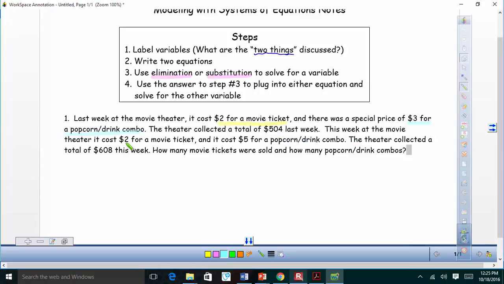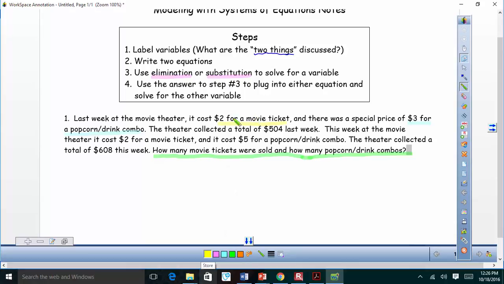This week at the movie theater, it cost $2 for a movie ticket, and it cost $5 for a popcorn/drink combo. The theater collected a total of $608 this week. How many movie tickets were sold, and how many popcorn/drink combos? Okay? So the way that we are going to find the answer of how many of each were sold is by solving the system of equations, okay? So let's talk about writing the systems of equations.